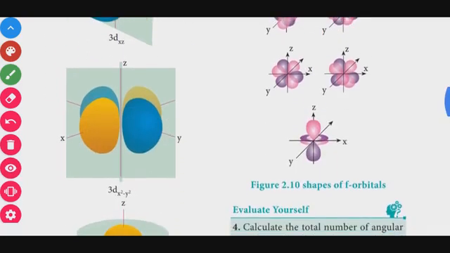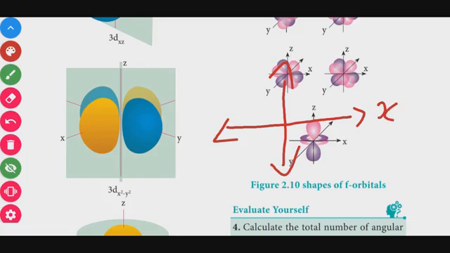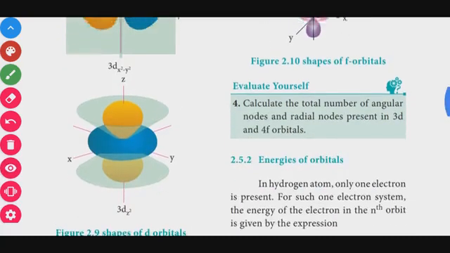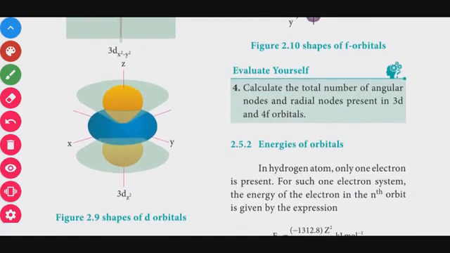And then next, x square minus y square. Just along the x axis and here like this. Okay, this is for x square minus y square. For dx square minus y square, look here, two lobes here, the same way two here, and then two here. So this is dx square minus y square. And then next, dz square, we can draw just along the z line.